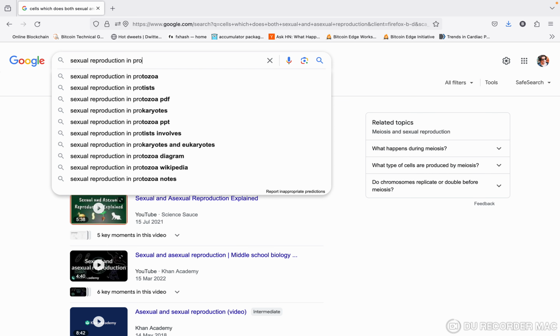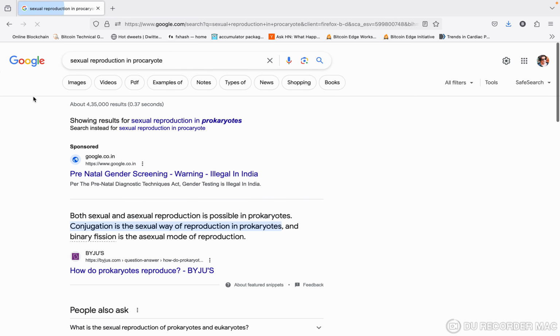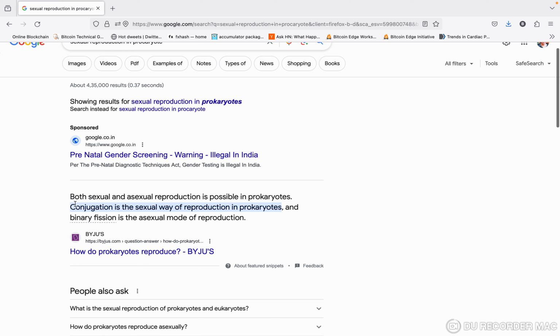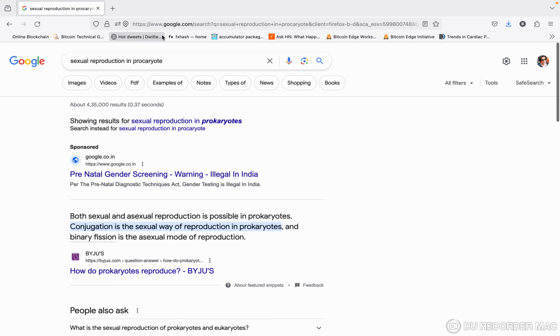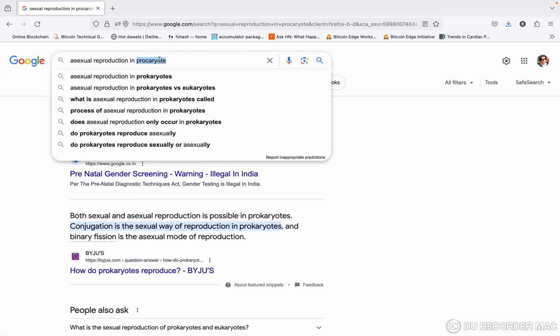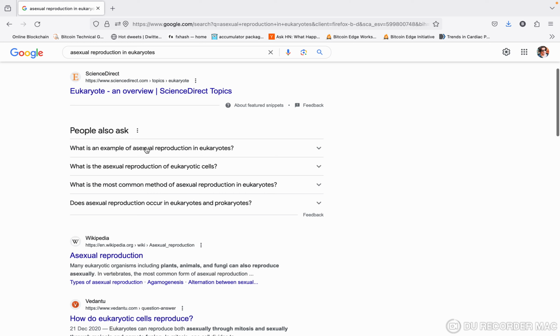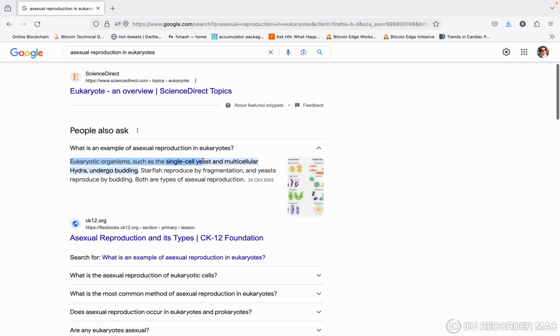Do prokaryotes do sexual reproduction? Let me check. Possible. In prokaryotes, conjugation is a sexual way of reproduction, and binary fission as well. Let me check asexual reproduction in eukaryotes. Mitosis. Eukaryotic organisms such as single-cell yeast and multicellular hydra undergo budding.